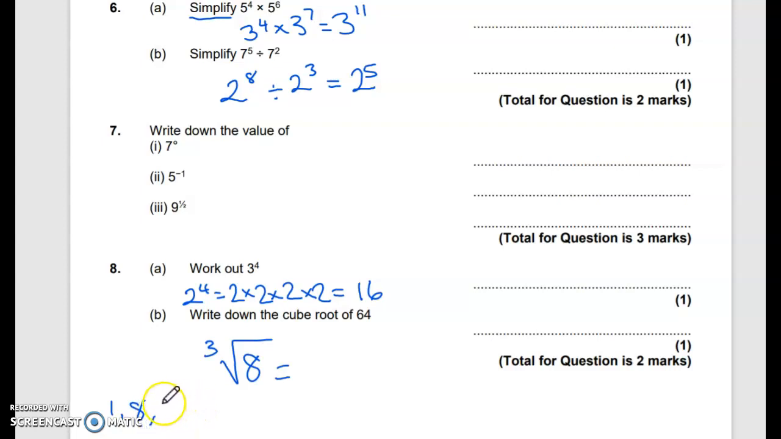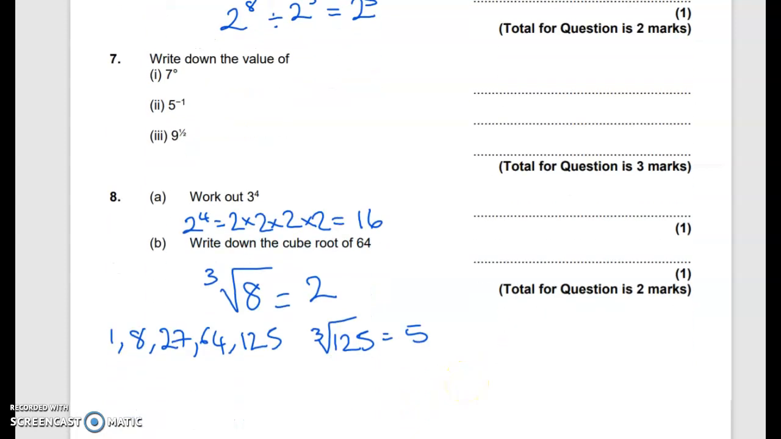3 times 3 times 3 is 27. 4 times 4 times 4 is 64. 5 times 5 times 5 is 125. So you can see that the cube root of 8 is 2, because 2 times 2 times 2 is 8. Say I wanted to do the cube root of 125, I would write 5, because 5 times 5 times 5 is 125.